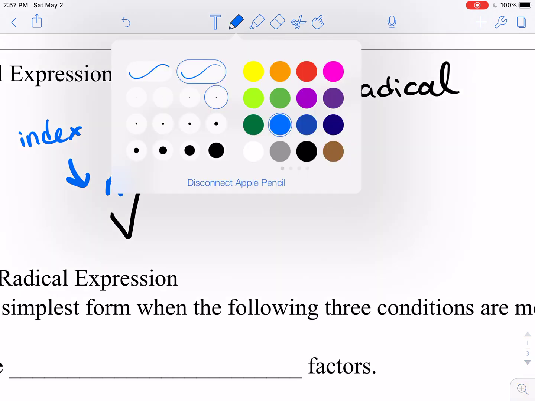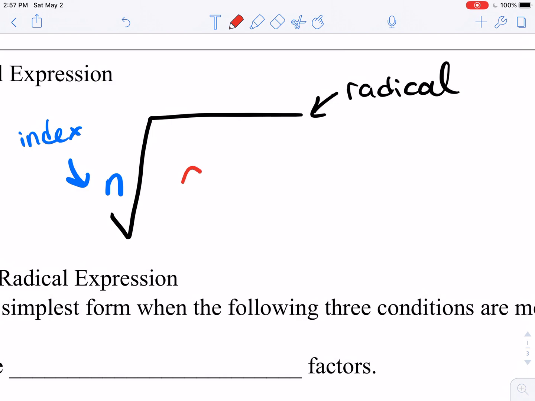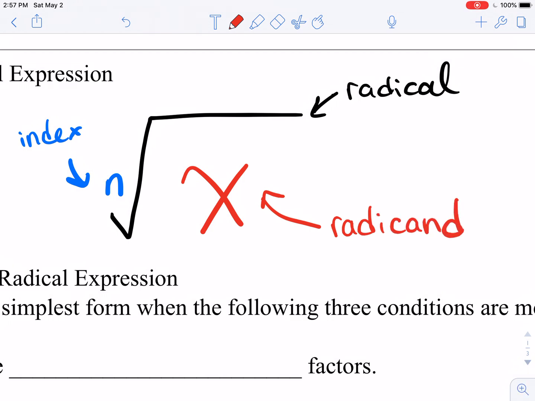And then what's underneath your radical symbol, whatever this number is, we call that our radicand. Radicand. And that's going to be our big focus of the day today. We'll look at what is underneath our radical symbol. We'll look at our radicand.